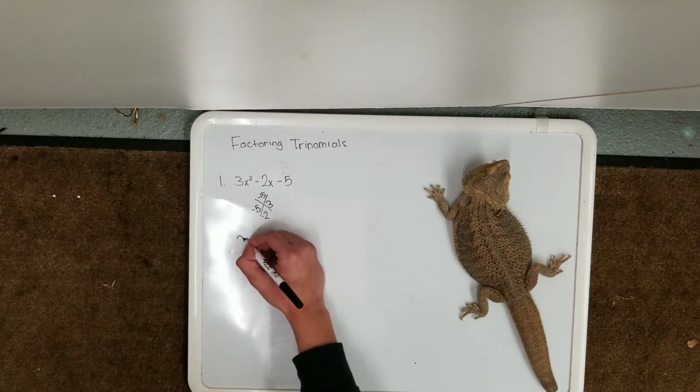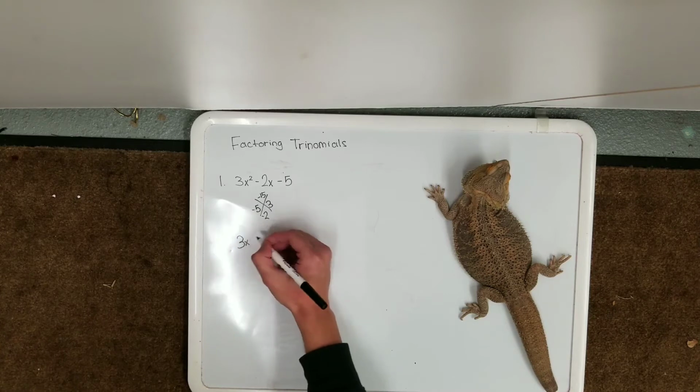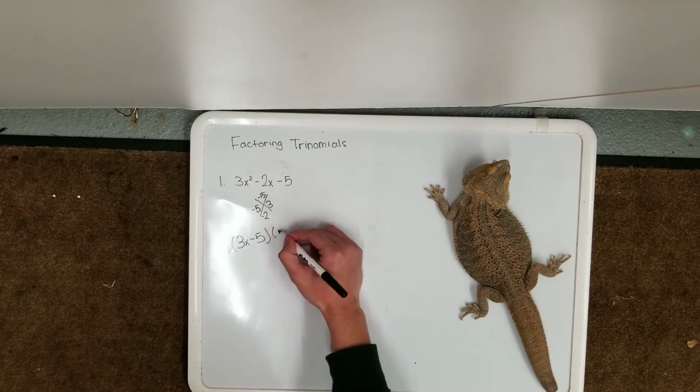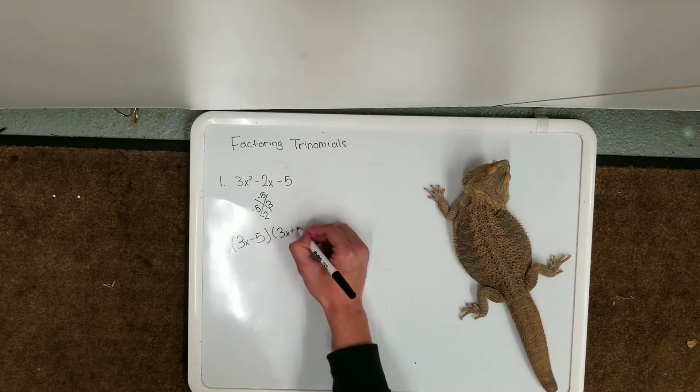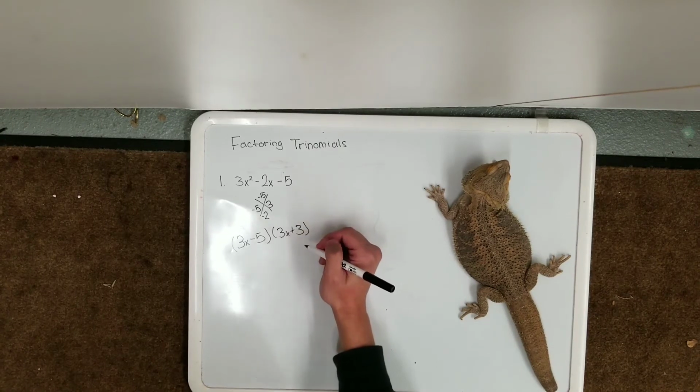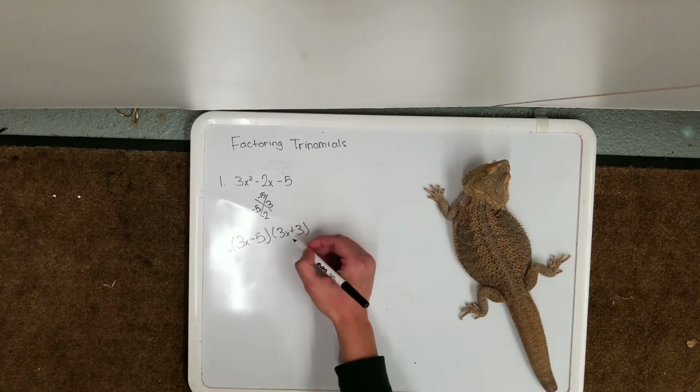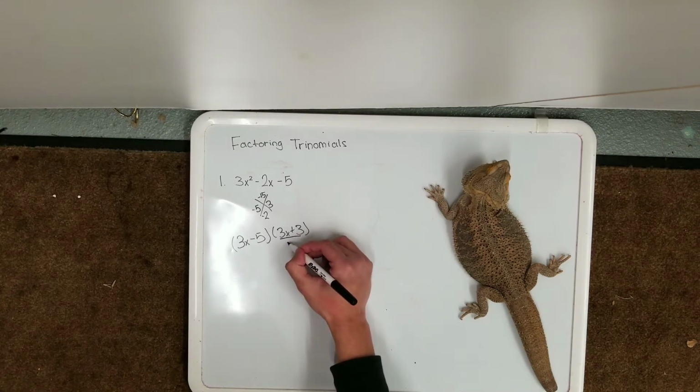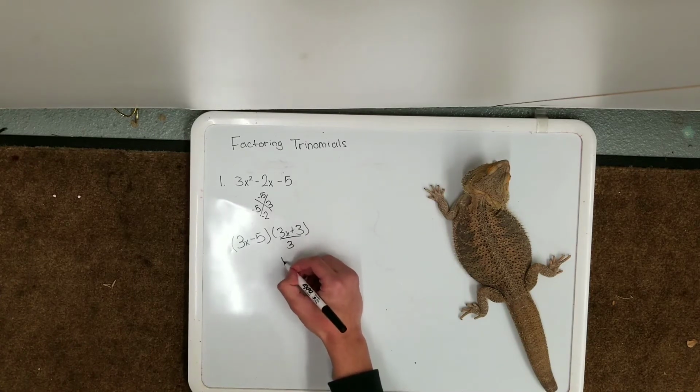Now we take the 3x and write into the equation, and so now it would be 3x minus 5 and 3x plus 3. 3x minus 5 cannot be simplified, but 3x plus 3 can be simplified. So we divide that by 3, and now we get x plus 1.